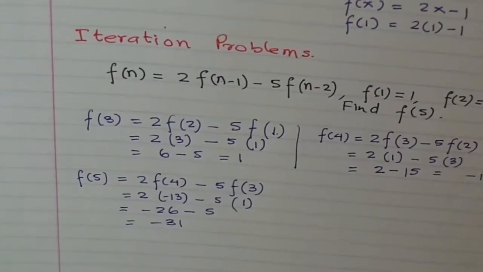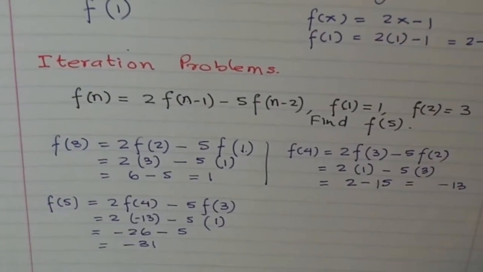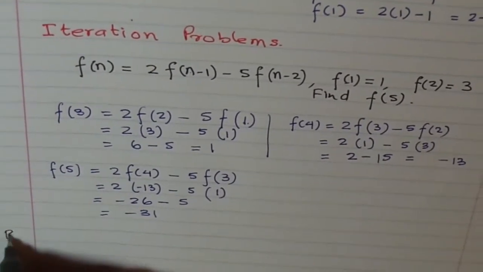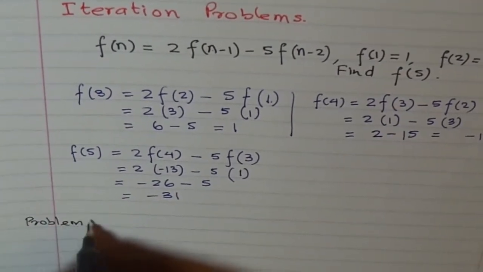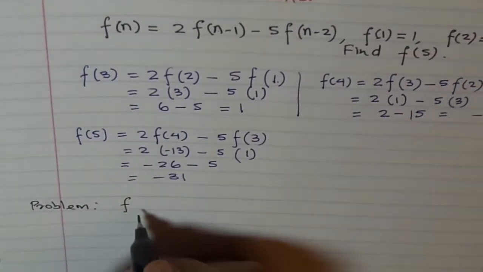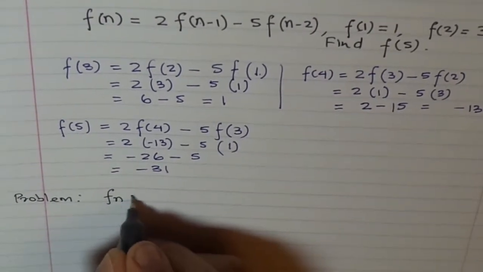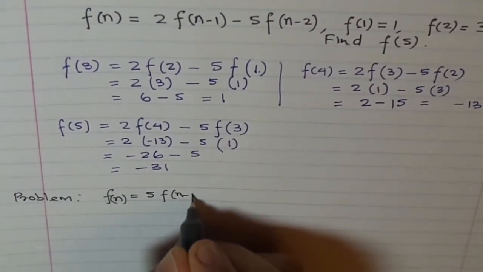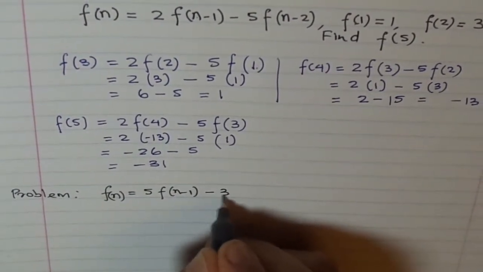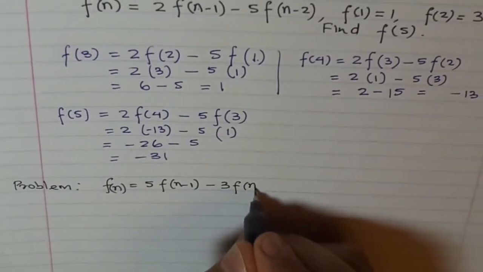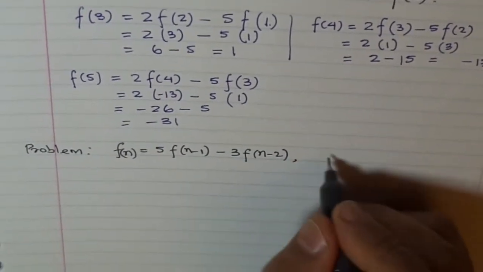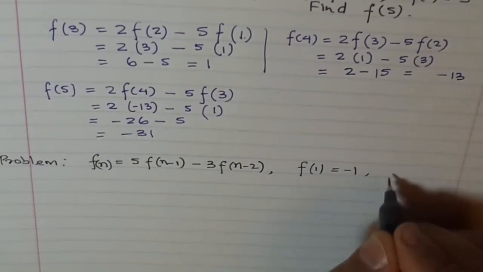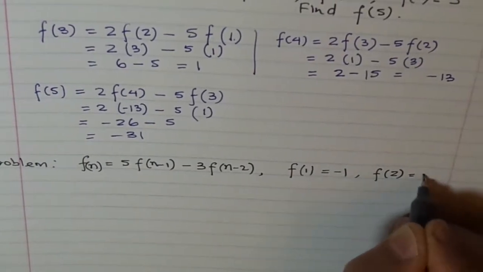So that's another interesting way of using functions in function notation. Here is a question for you. You can try this. The function is defined as f of n is equal to 5 times f of n minus 1 minus 3 times f of n minus 2, where f of 1 is equal to minus 1, f of 2 equals minus 2.